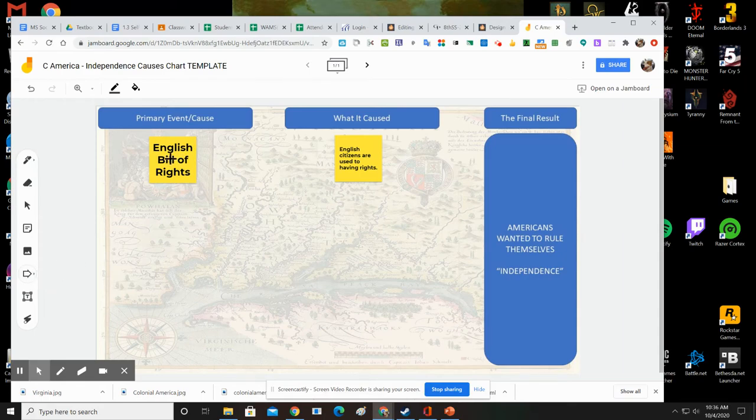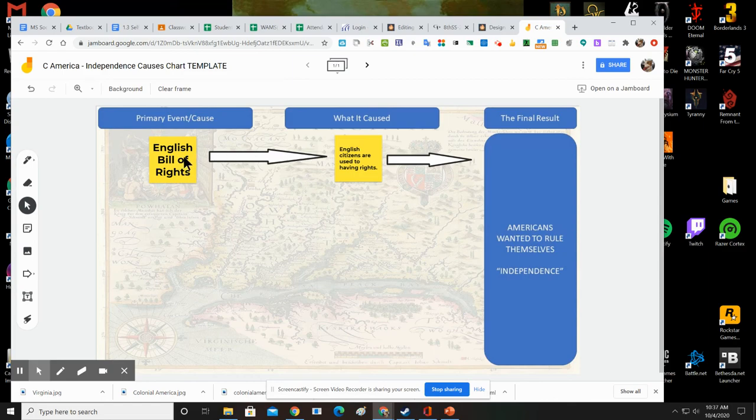All right, so we know that the English Bill of Rights caused the English citizens to be used to, or feeling common, that they have rights. We're going to use an arrow, as always, to show the causation. So that shows us that the English Bill of Rights causes the English to be used to having rights. Being used to having rights means that they are going to want to eventually rule themselves or make up their own rights. So that's one example for you guys.